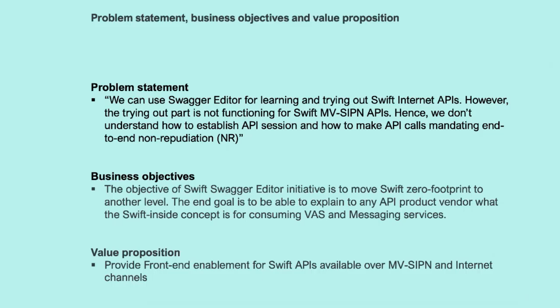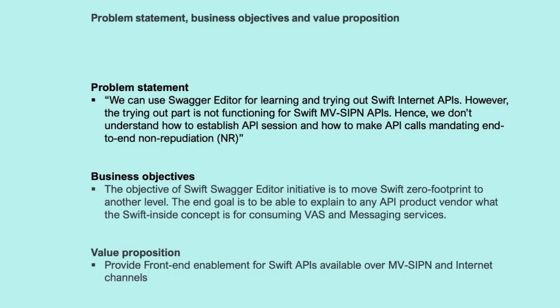So the problem statement. If you are a customer of Swift APIs available over the internet channel, which we will see in a moment, you could rely on Swagger Editor, for instance, to test Swift internet APIs. And we are going to demonstrate this today. However, when it comes to Swift APIs available over the Swift channel, or what we call the MVCPN network, you would quickly find out that it's simply not possible to use the existing Swagger Editor software.